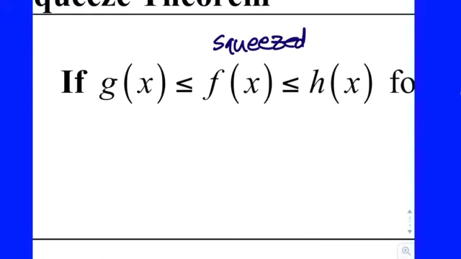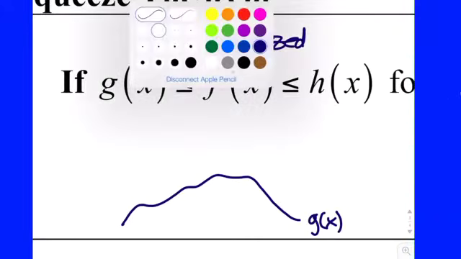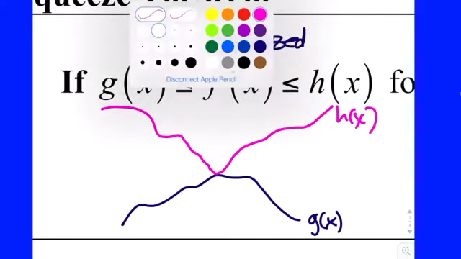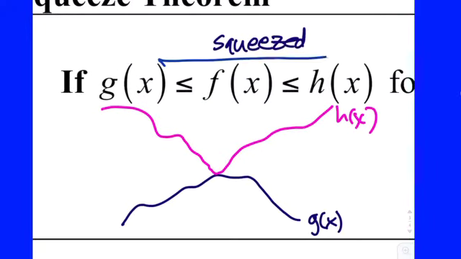So what that means for the most part is you have a function like this, which can look like that, g of x. And then you've got this other function, h of x, which could look something like this. Actually, let me redraw that, something like this. That could be h of x. And then you've got f of x, which is going to fall between the two.